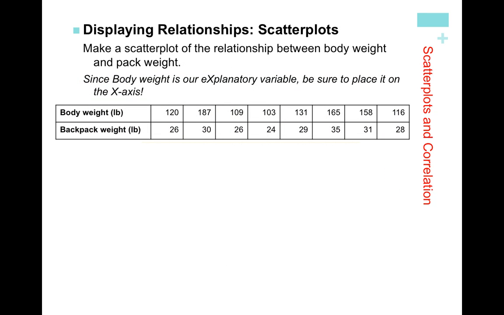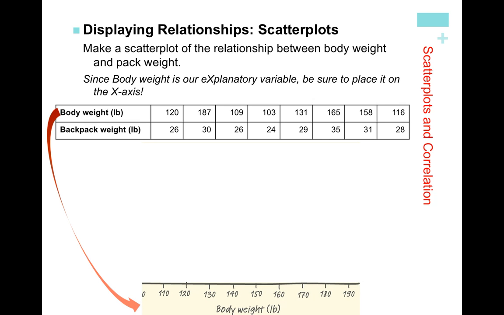So here's an example where we're looking at a scatter plot between an individual's body weight and backpack weight. And so body weight probably explains backpack weight. So how large the individual is explaining how much they're carrying in their backpack. This is an example about hikers. So here, you're going to put body weight on x and backpack weight on y.